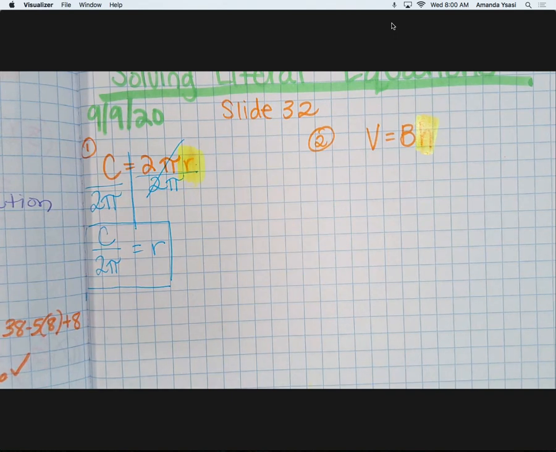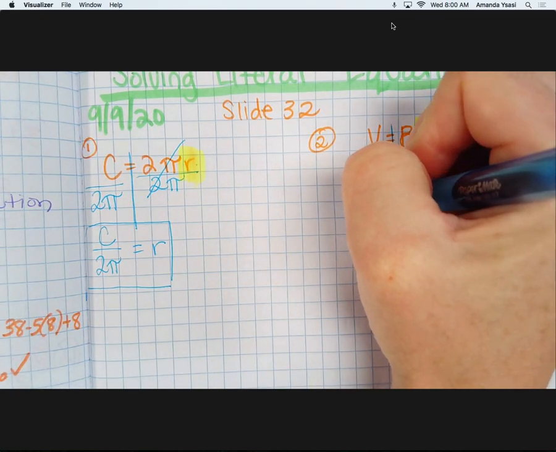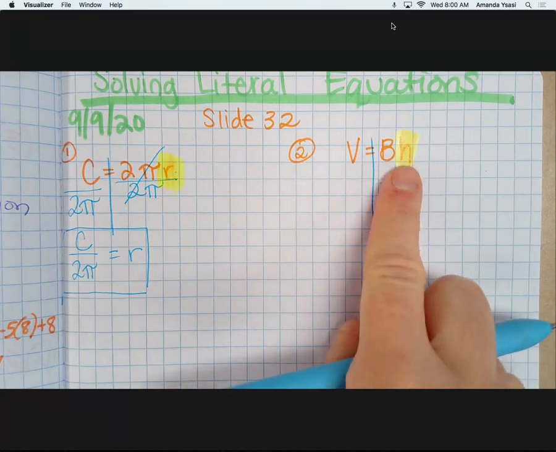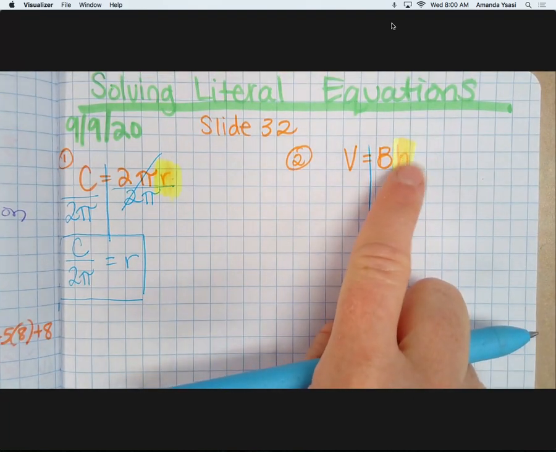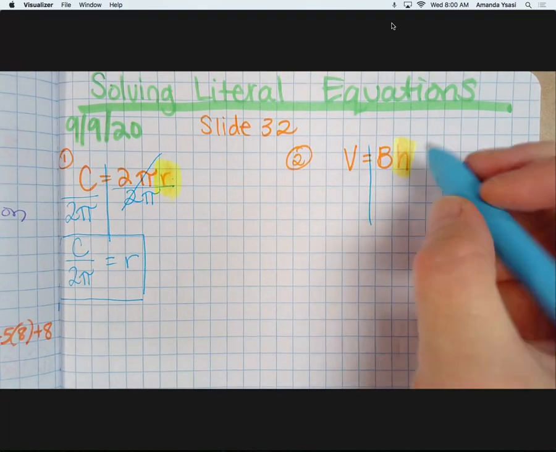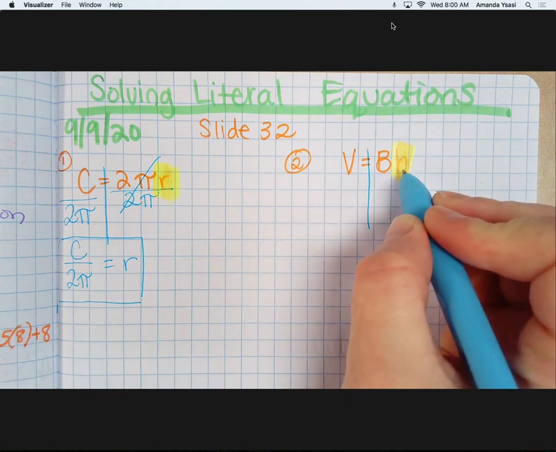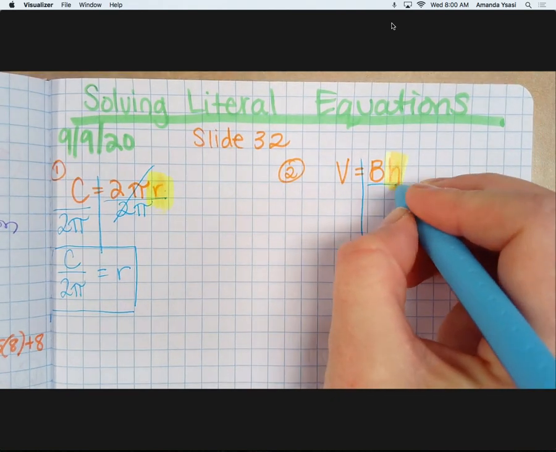Mine's taking forever. It's still in that one. Close out your digital interactive notebook if it gets stuck, and then reopen it. I don't know why it does that sometimes. Okay, so if we're solving for H, what's keeping H from being by itself? B. And this is a multiply. So what's the opposite? Divided by B.